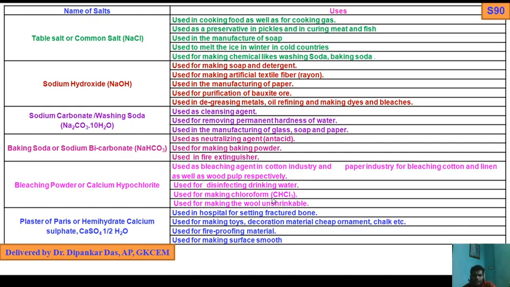Used for making chloroform, CHCl3. Used for making wool unsinkable. So the uses of bleaching powder or calcium hypochlorite: used for disinfecting drinking water, used for making chloroform, used for making wool unsinkable.